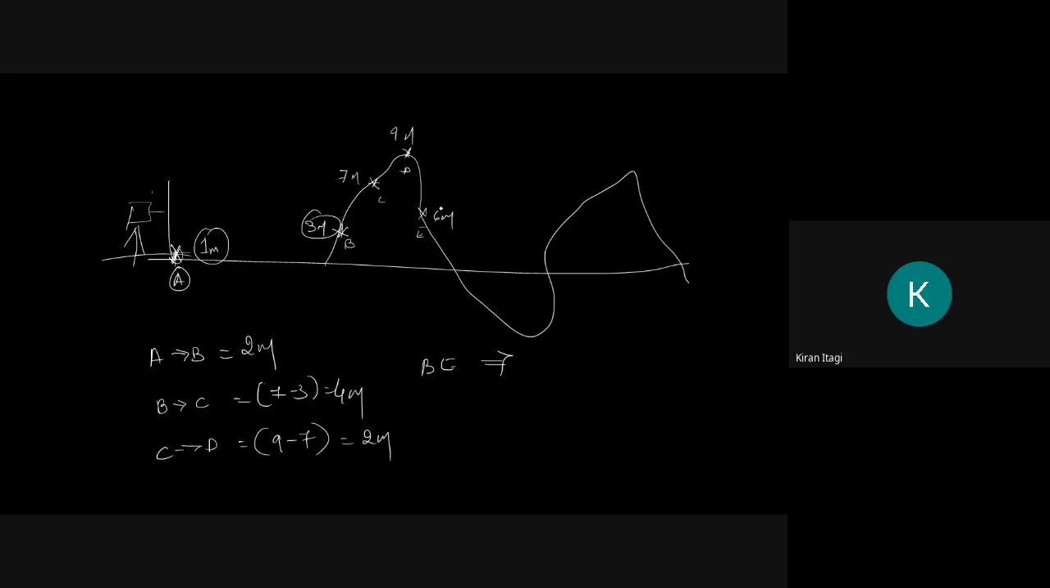Now tell me what is the height difference between D and E? E is how much? 6 meter, and D is 3 meter. 6 minus 3 equals 3 meter. Okay, now tell me what is the height difference between B and D? 6 meter. It is 9 minus 3, which equals 6 meter. Okay, this is what we will do in leveling.